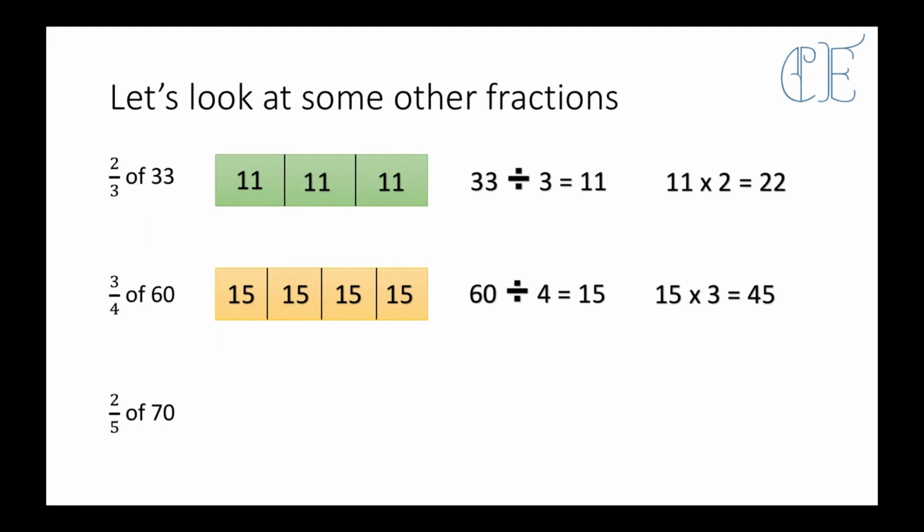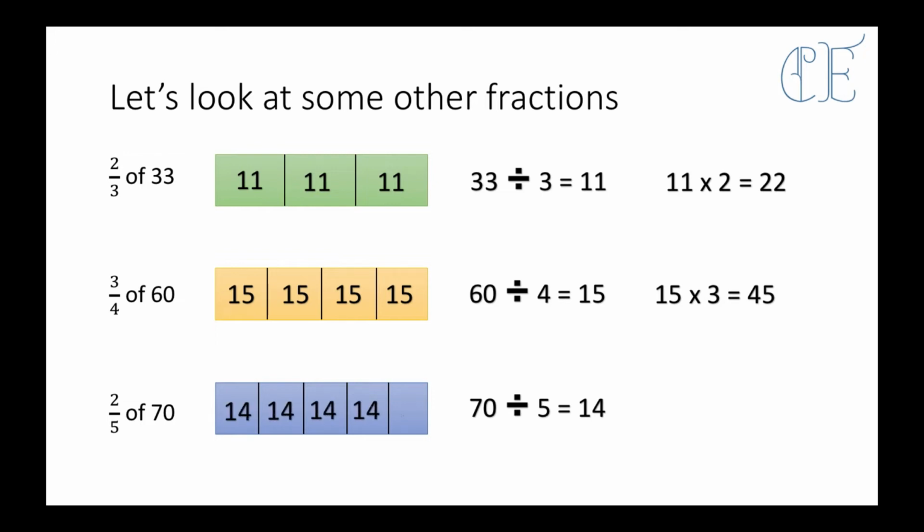Okay, so the last one that we've got to do is 2/5 of 70. So we still need to do 70 divided by the bottom number, which is 5. So I'm going to draw my box and split it into 5. 70 divided by 5 is 14, so 14 goes in each box.